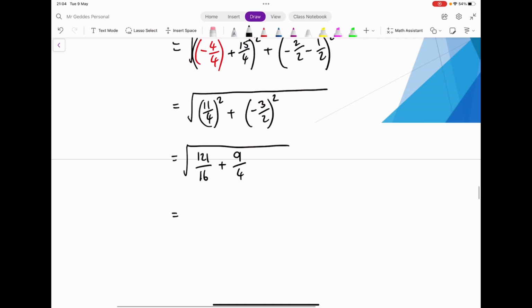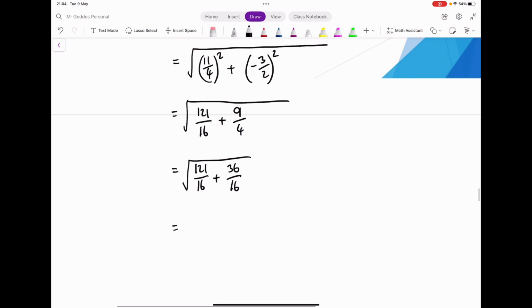We're going to take these and make sure that in order to do this, we go with common denominators again. We'll times the back by 4 to get 16 as the common denominator. So that's going to give us 36 over 16. That means we're going to get a square root of 157 over 16. And I'm going to leave it like that.